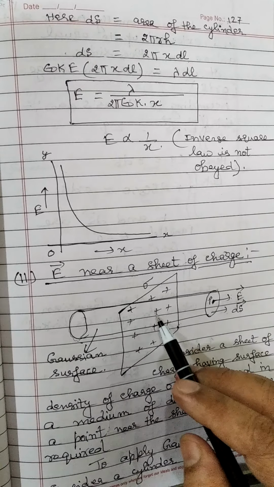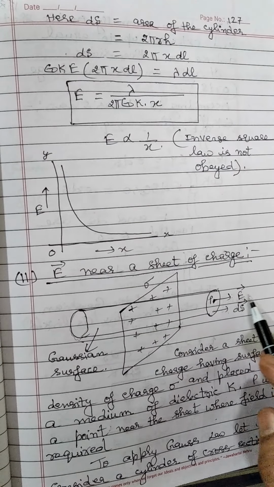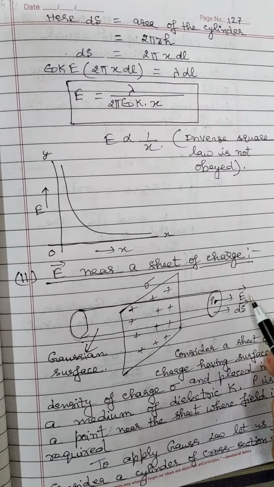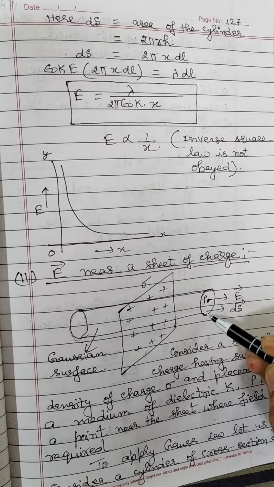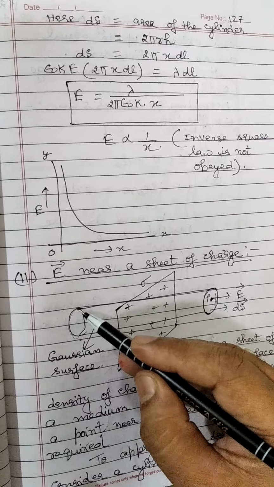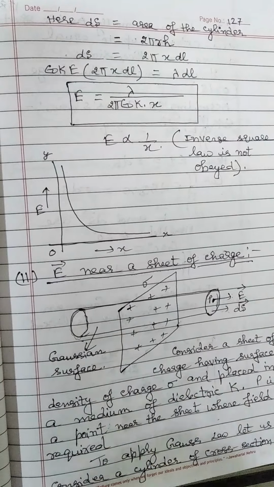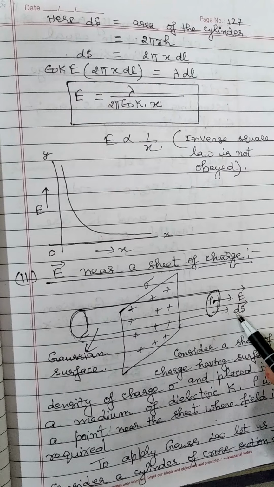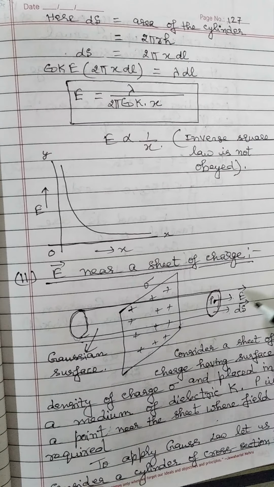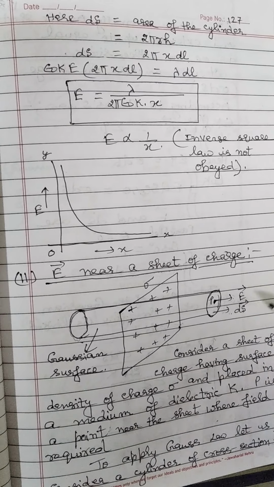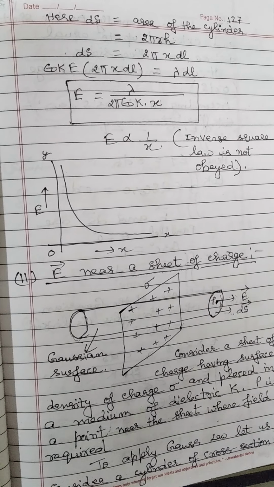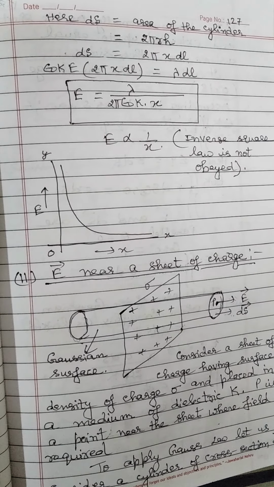Plus Q0, where will it go? Due to its repulsion, it will go this way, so the direction of the electric field will be in this direction. And this is the cross sectional area on this side, and this is also the cross sectional area on this side. So ds is again normal to the surface. Again the E and ds are parallel to each other. Angle theta is equal to 0 and cos 0 is equal to 1.